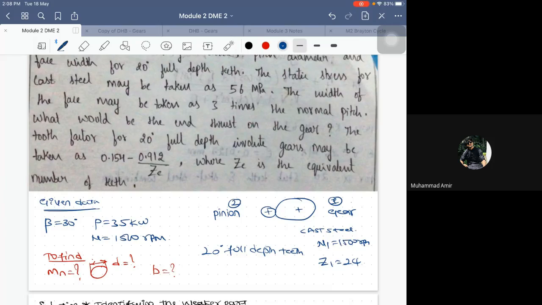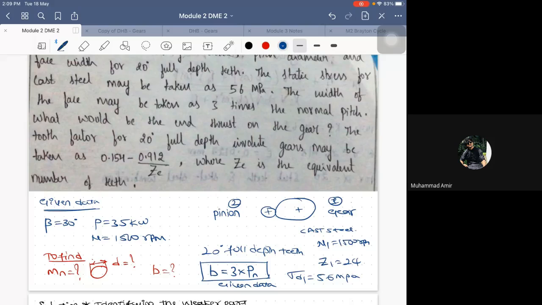Next, the static stress for the cast steel may be taken as 56 megapascal. So I would take sigma d1 as 56 megapascal, as given in the problem. The width of the face may be taken as 3 times the normal pitch. Width of the face is capital B. He says it is 3 times the normal pitch, indicated by PN. So this would be the major data for us. The face width is 3 times the normal pitch, which he specified.